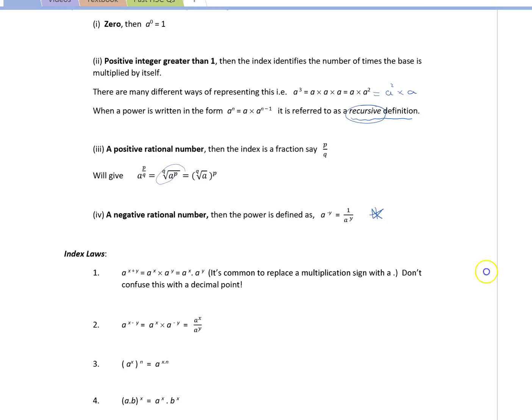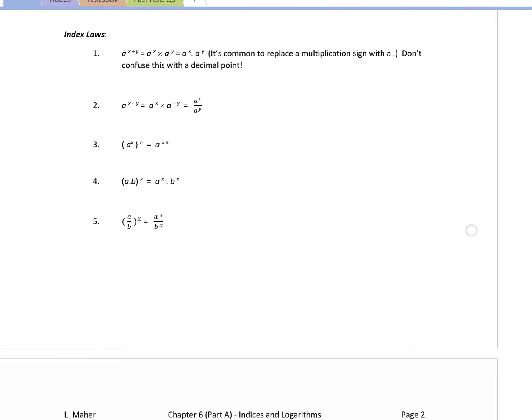There are index laws, and I'm sure you've been using these, so I'm sure you'd be aware of them. If you add the indices, then it's come from the product of the same base to given indices or given powers. It may be written now without the multiplication sign, but with a dot. Now, some students initially find that notation a little bit confusing because it looks like a full stop sign.